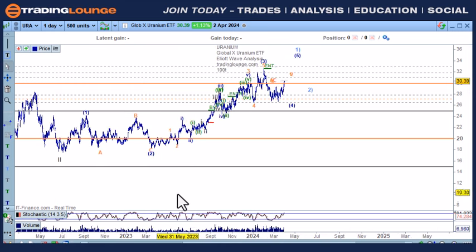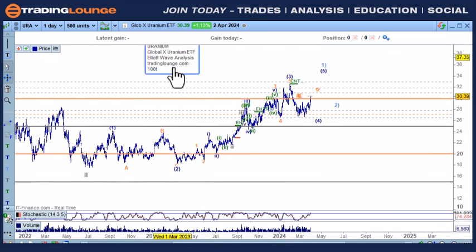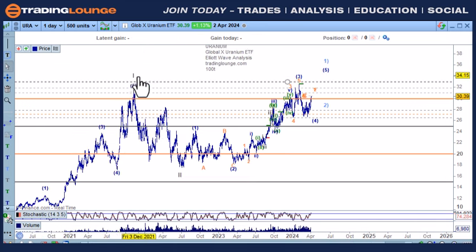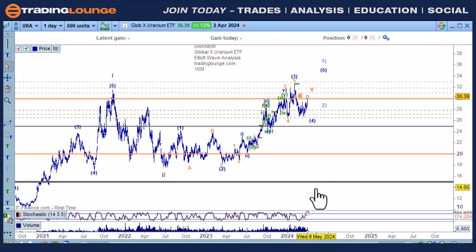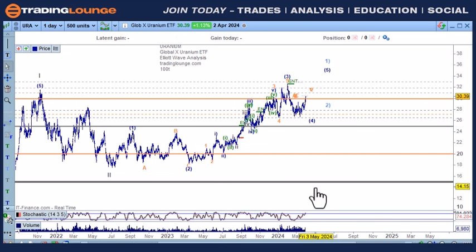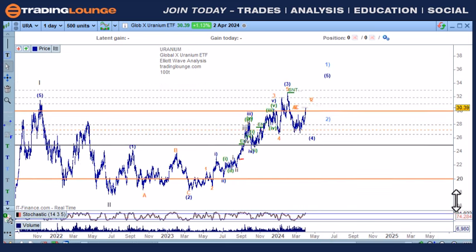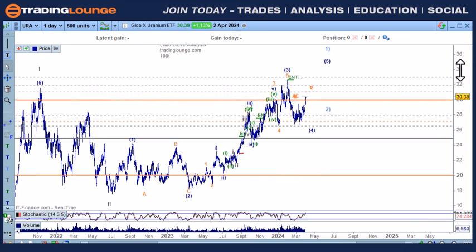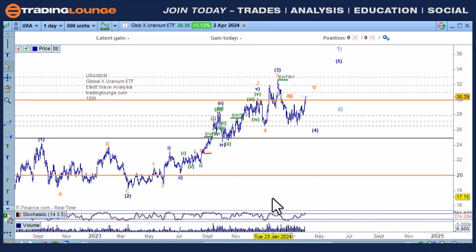So 1 and 2, and then what we're looking for over here is wave 1 here and 2 here and 3 here and 4 here and 5 here to make wave 1 over here. Now, if we had this as an A wave, this would be a B wave and this would be a C wave, and that would be the end of it. But fundamentally speaking, with the energy situation around the world, I just don't think it's the end of uranium at this particular point in time. But we've all been wrong. We'll see.